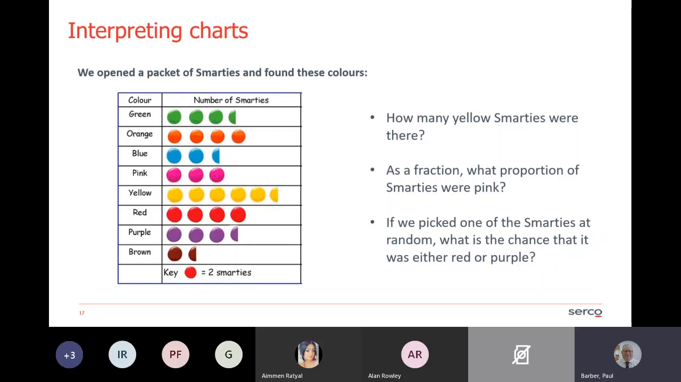So you may be asked something more straightforward than that. Again, something we'll look at another time. We actually looked at fractions in a previous webinar. It might say, as a fraction, what proportion of Smarties were pink? And again, if we pick one of the Smarties at random, what's the chance that it's either red or purple? So that's probability, which we will do in a future webinar as well.